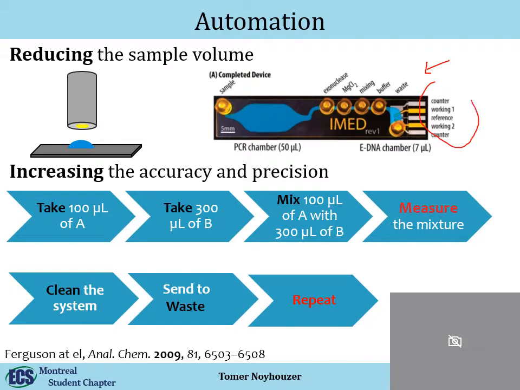And over here you can see your electrodes. Over here you can see your reagents. And of course, this is the measuring chamber. Very, very low volumes, and you can reduce the sample volume, and at the same time you can increase the accuracy and precision.